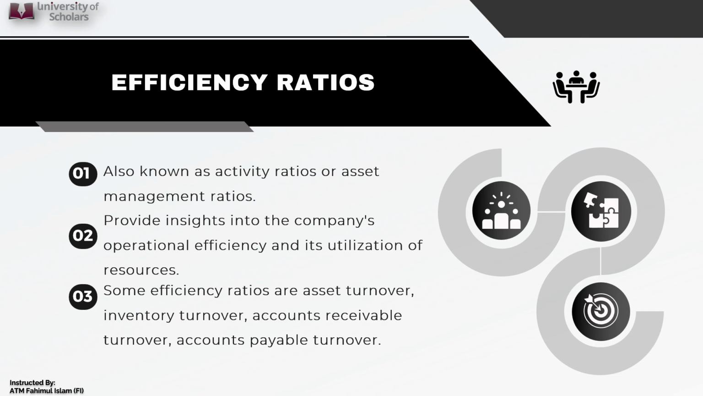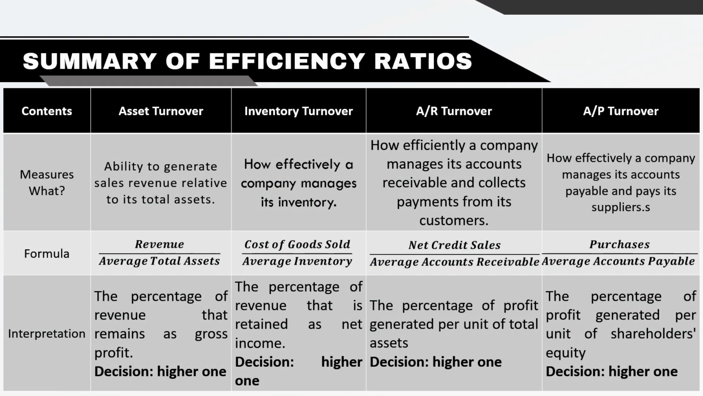Some efficiency ratios can be mentioned, which are asset turnover ratio, inventory turnover ratio, accounts receivable turnover, and accounts payable turnover, among many. We will discuss these four ratios through a summarized version for your better understanding.